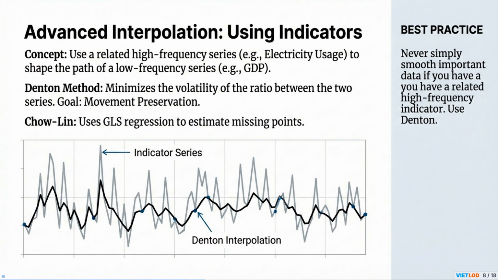The best practice for interpolation is to use a related high-frequency series, called an indicator, to inform the path of your low-frequency series. For example, you could use monthly electricity usage to help estimate monthly GDP from a quarterly series. The Denton method is a powerful technique that does this. It creates a high-frequency series that both sums up to the original low-frequency totals and follows the movement of the indicator series. Its goal is to preserve the movement by minimizing the volatility of the ratio between the two series.